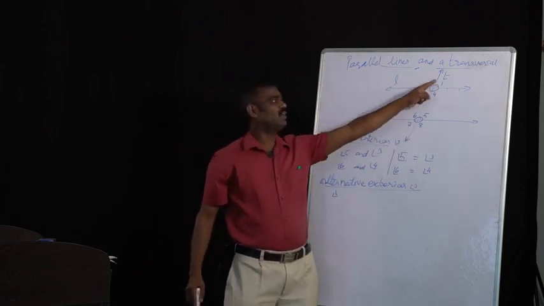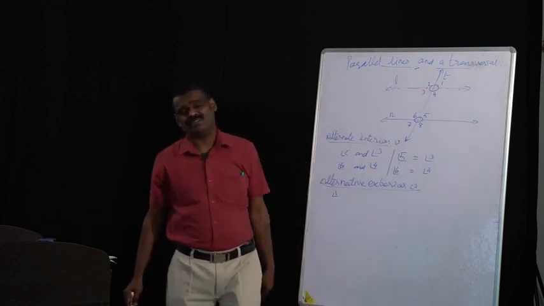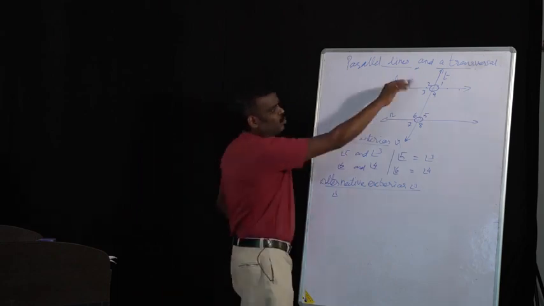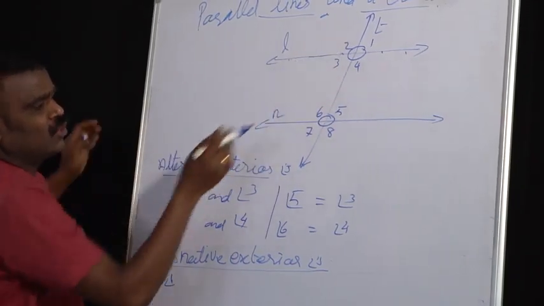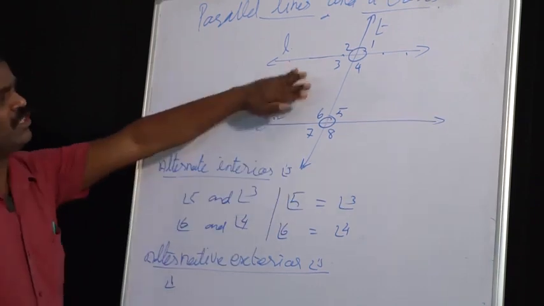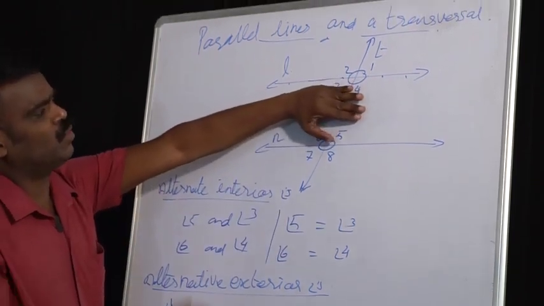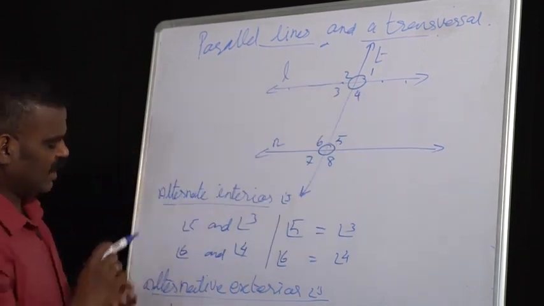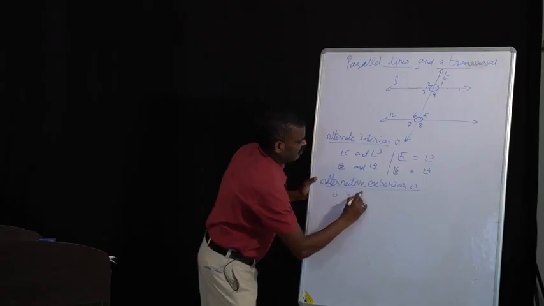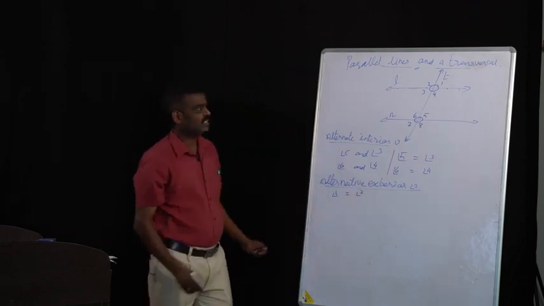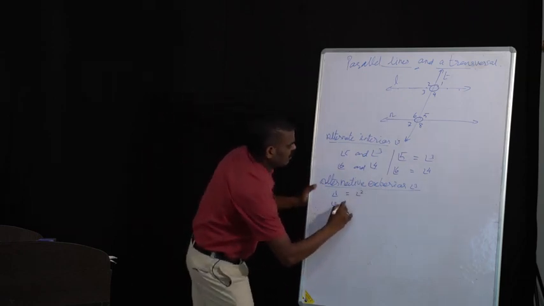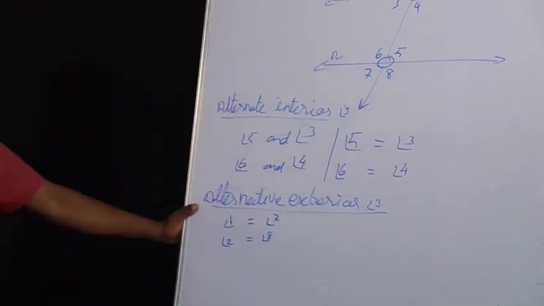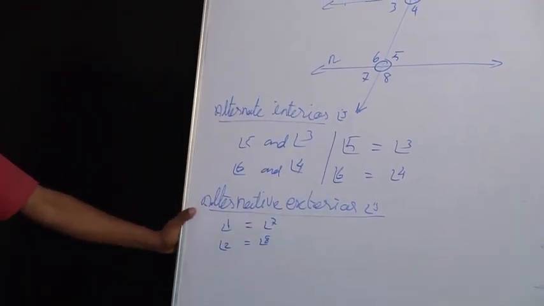But angle 1 and angle 2 cannot be alternative because they are adjacent. Am I right? Yes or no? 1 and 8 also cannot, because when you look at alternative exterior angles, don't look at the angle which is inside. You look only outside. Angle 1 and immediate next, what is that? Angle 7. Then what about angle 2 and angle 8? They are also alternative exterior angles.